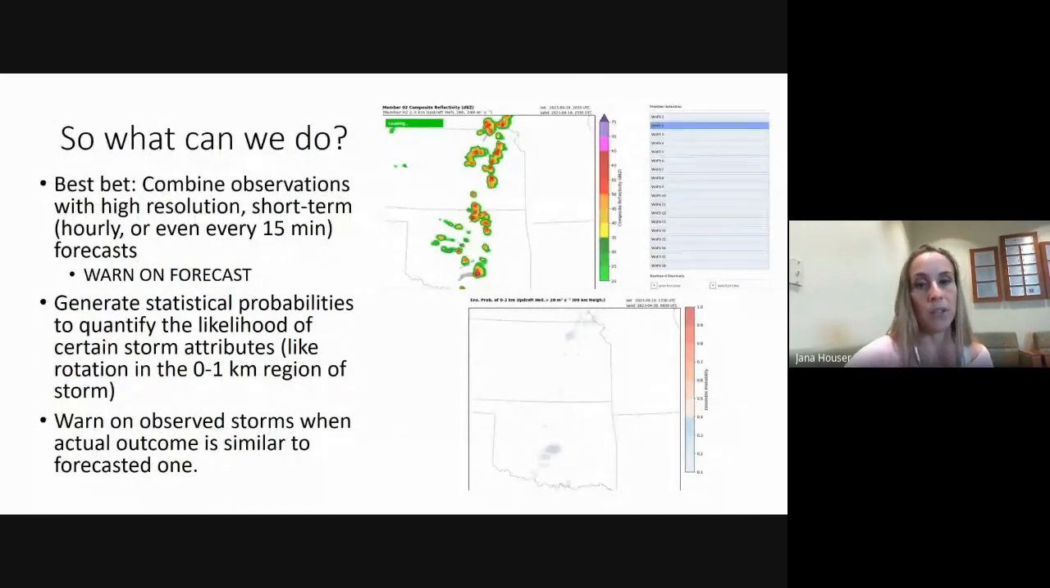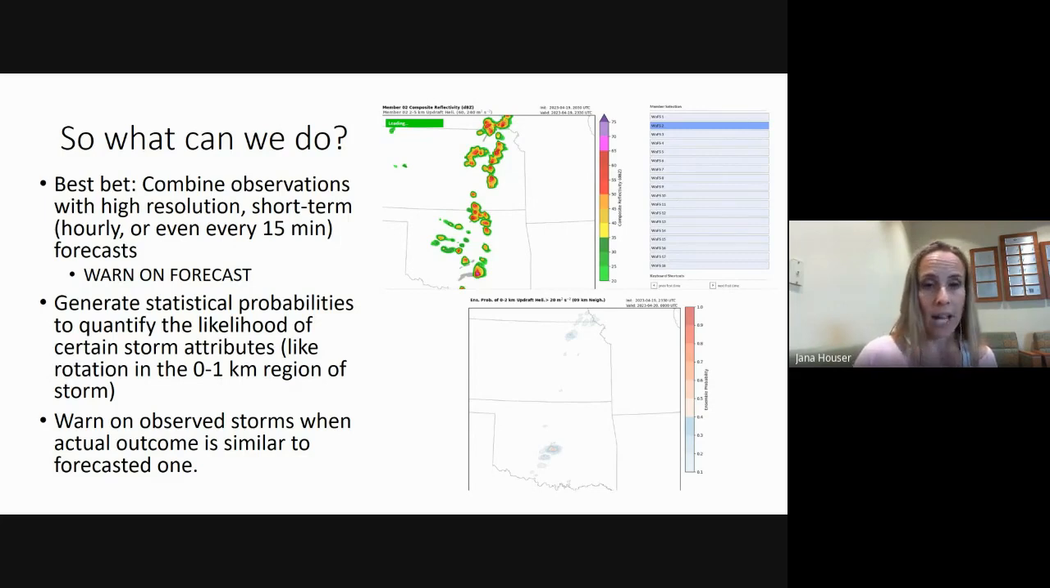But what can we do in the future? Because we know radars are problematic. So the best bet here is going to be to basically combine our observations with really high resolution, short-term CAMs. So we need these convection-allowing models to inform our warning strategies by looking at where the CAMs are having storms initiate, looking at how they are progressing the storms, and using probabilistic guidance through a whole bunch of model runs to determine where the best probability for rotation is.